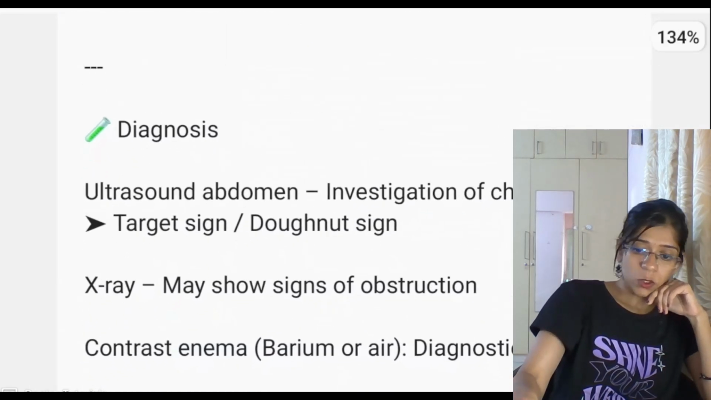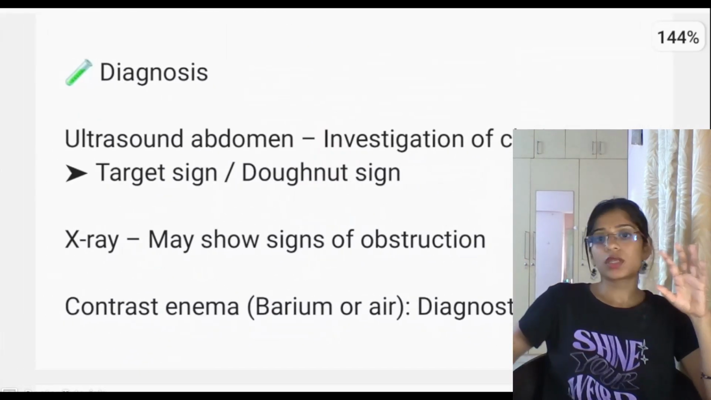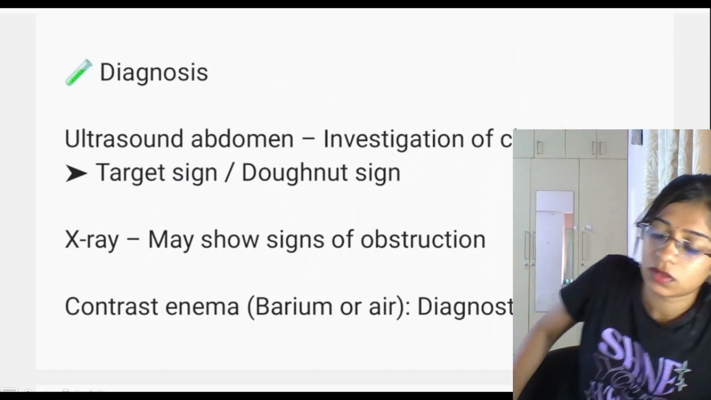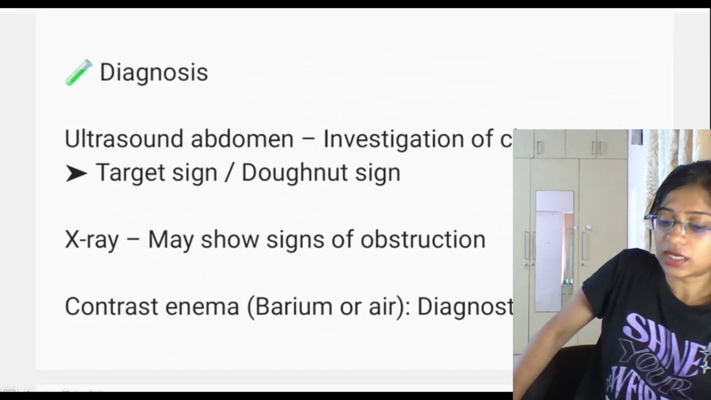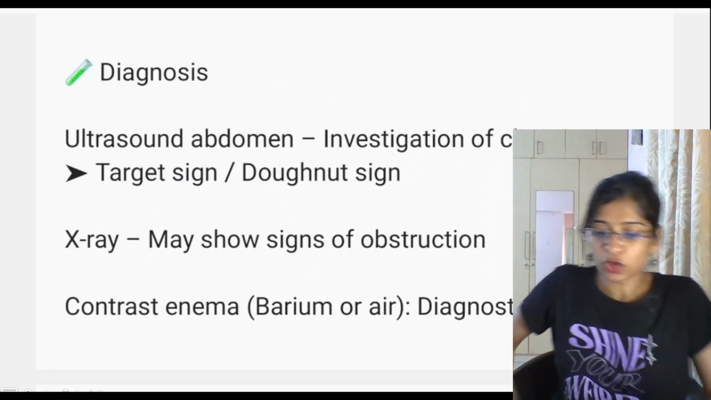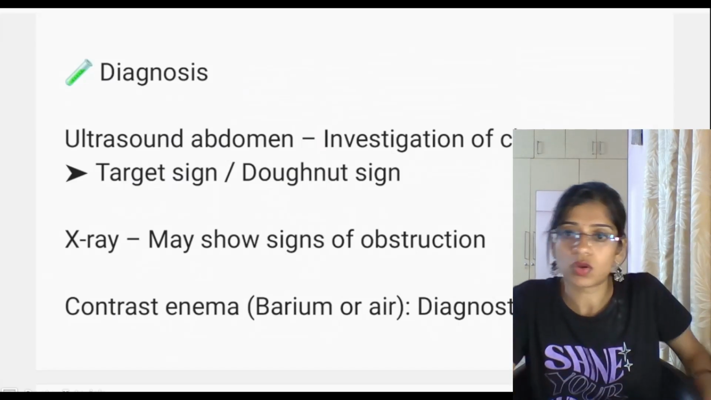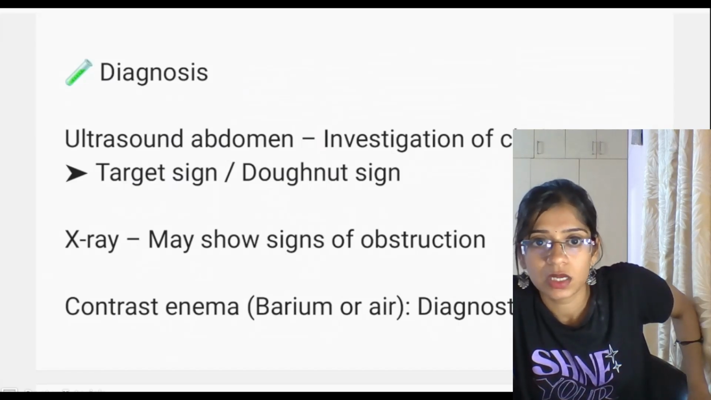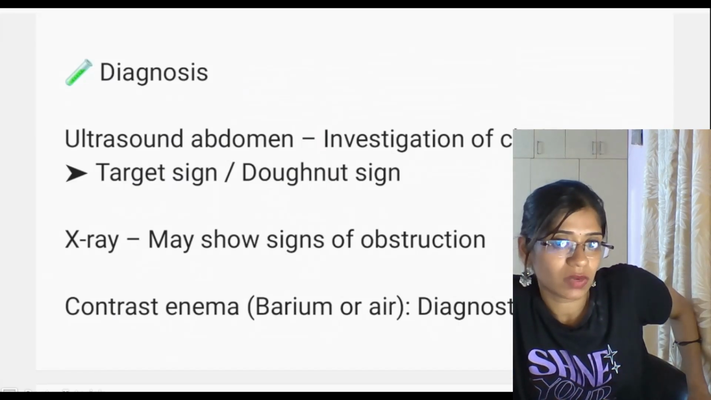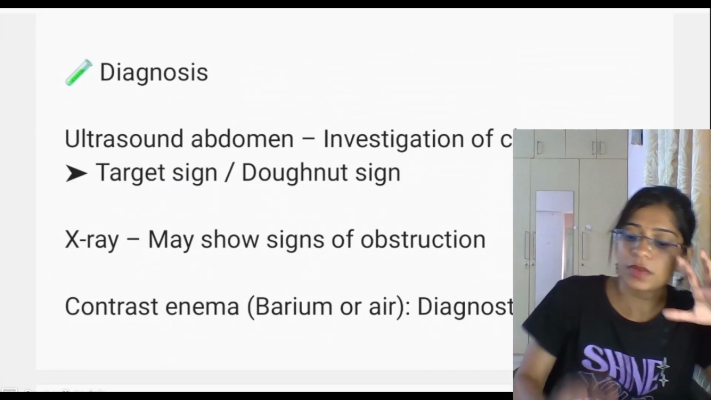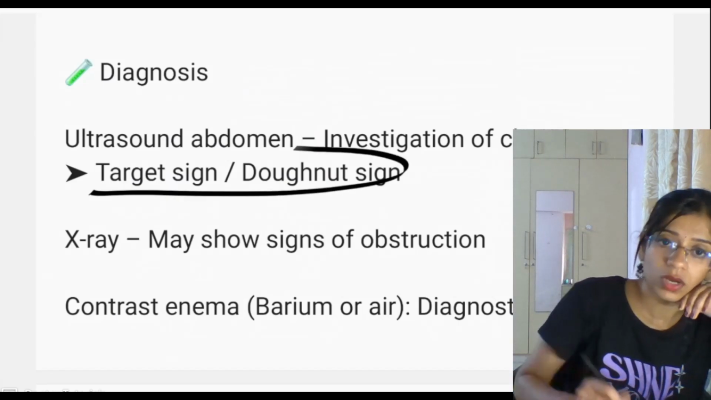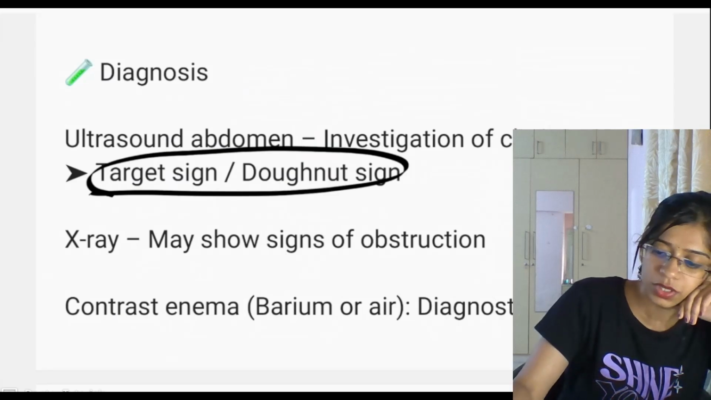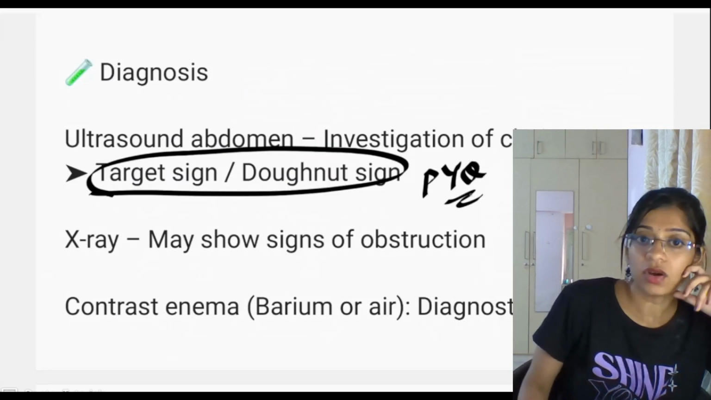Next is diagnosis, very important. How will you diagnose? A child came to your casualty, this child has obstruction, the child is vomiting, right? And when you palpate, you can feel that sausage shaped mass. So what you do is order an ultrasound abdomen. On ultrasound abdomen, what you see is the target sign or donut sign. Very, very important, that target sign or donut sign.